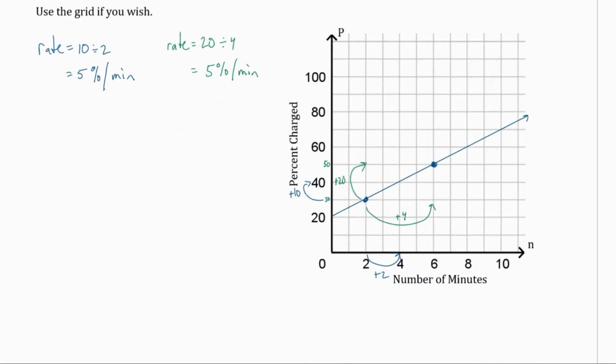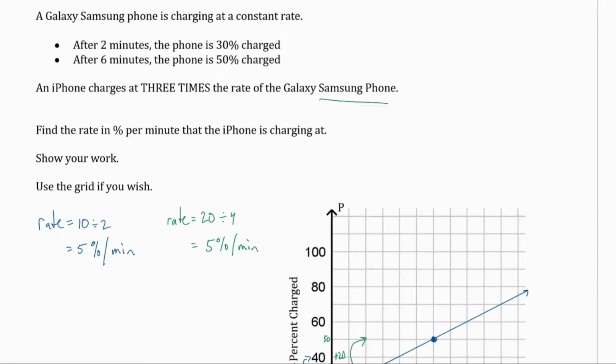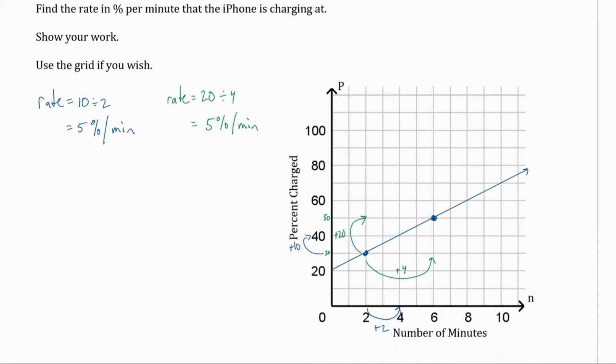Okay, so I did it 2 ways. I got the same answer. You would only really probably do it 1 way, but that's sort of 2 similar but slightly different ways that you could find the rate. Now this is just for the Samsung phone. It wants us to find the rate for the iPhone, but the iPhone is 3 times the Samsung. So this is the Samsung Galaxy. So the iPhone is 3 times 5, which is 15% per minute.